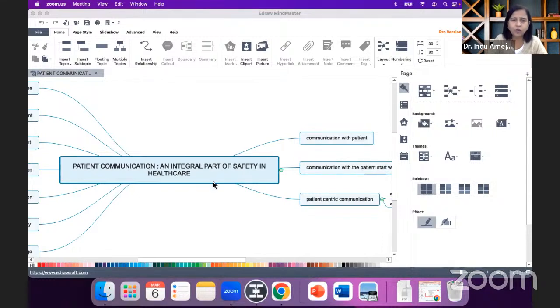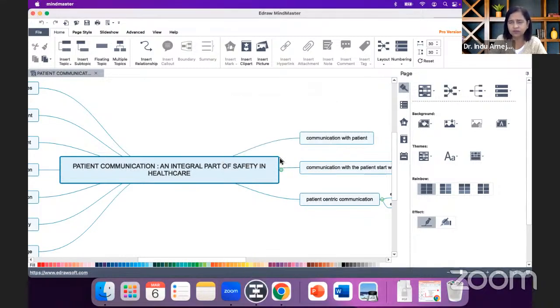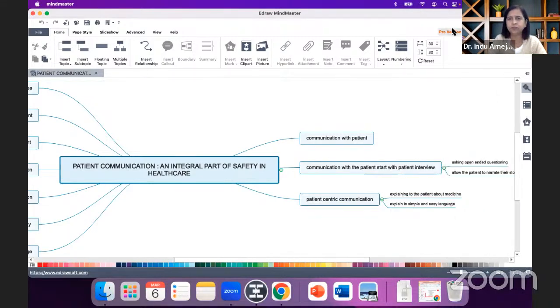Okay. So normally what I do, I'm using a free version of it, but there are paid versions also available. For me, I find it sufficient. So I'm not using any paid version. But if anybody wishes to use the paid version, you can go and buy the one.